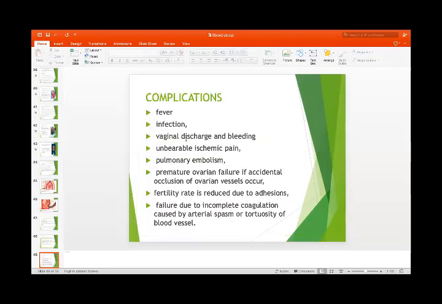What are the complications? Patient may have fever. Patient may have infection, vaginal discharge and bleeding, unbearable ischemic pain, pulmonary embolism. Due to the radiological exposure, she may have premature organ failure, or if there is occlusion of the ovarian vessels, she may have ovarian failure. Fertility is reduced due to lesions, and failure due to incomplete coagulation caused by the spasm or thrombosis of the blood vessels. So these are the complications of uterine artery embolization.